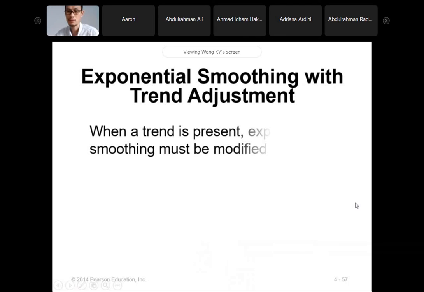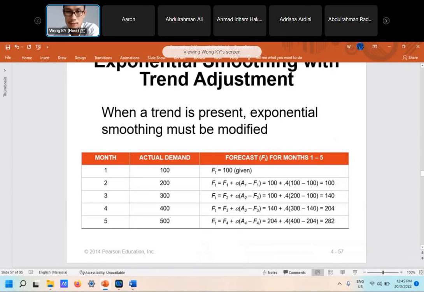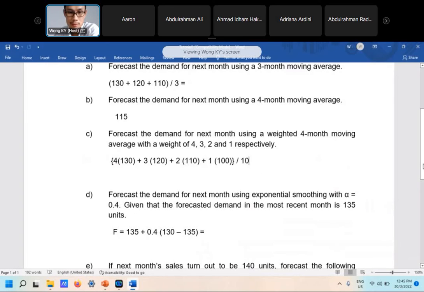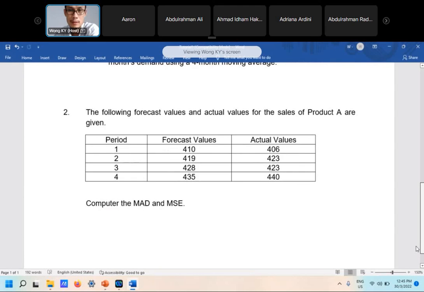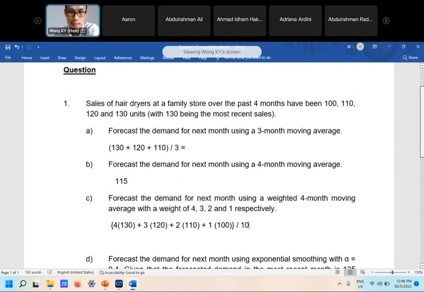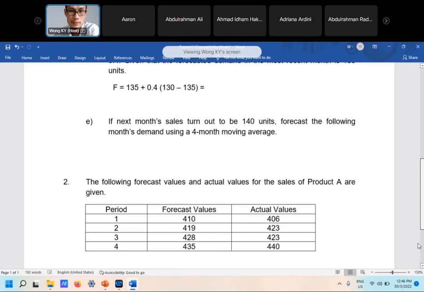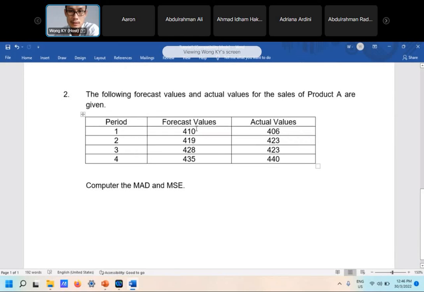Okay, 12:45 already. So I think I should stop here. In this question, I think you all know how to do. Anyway, I will upload this to e-learning. If you're hardworking, you can just do it, and you can share your answer in the e-learning.